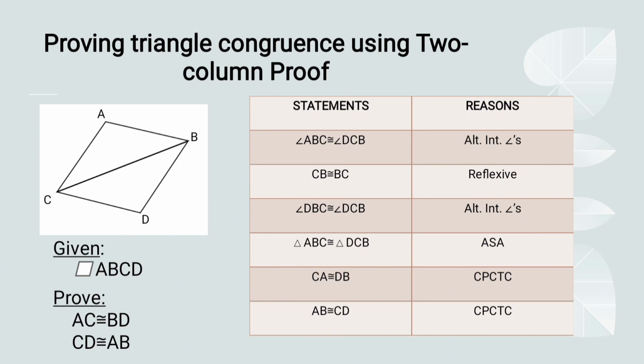So our next statement is CA is congruent to DB. The reason is corresponding parts of congruent triangles are congruent. Since this is congruent and this is congruent, this is congruent as well. The next statement is AB and CD. This is congruent also, since this is congruent and this is congruent, so this is congruent as well.